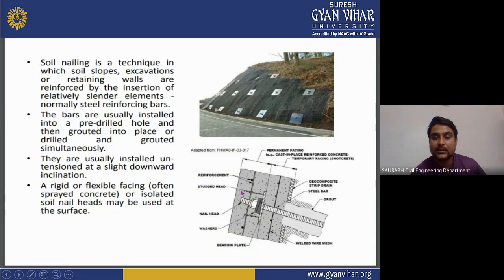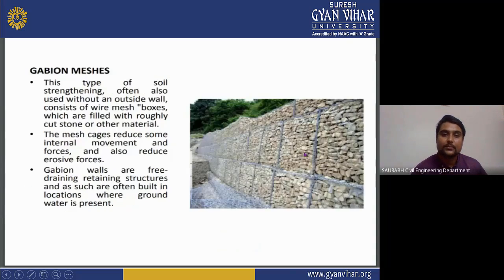As you can see here, there is reinforcement. This is your stud head, and this is your nail head, which is installed in the wall of the earth. As you can see, this is the washer, this is your bearing plate, and this is your geocomposite strip drain, and this is your steel bar or grouting. You have to do grouting and use the steel plate like this, and it will retain the soil which intends to come onto the road.